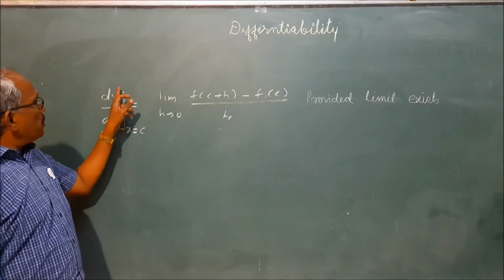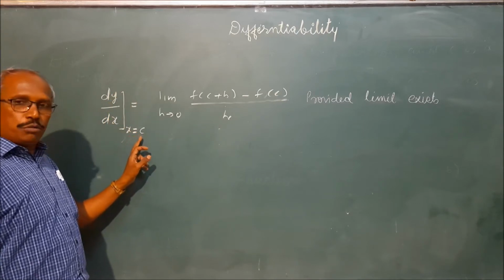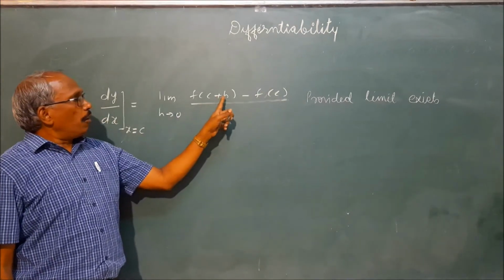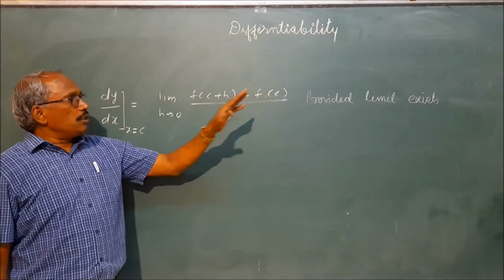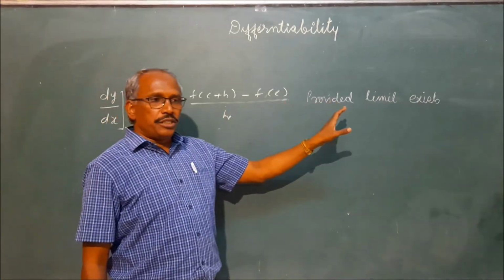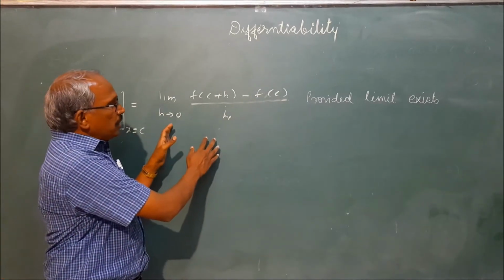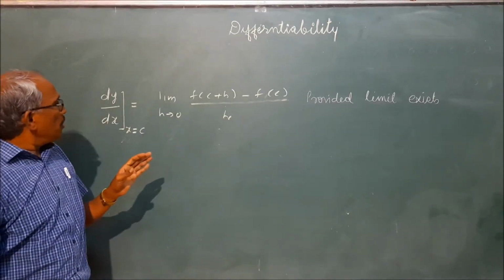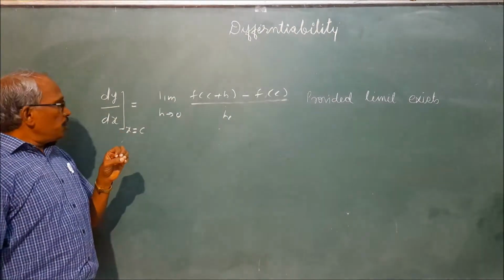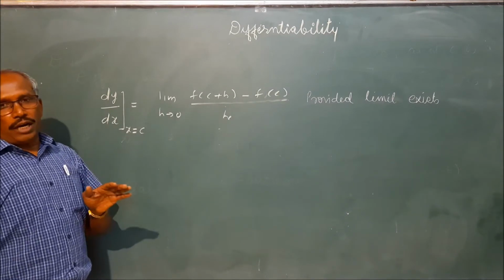So the derivative of function y with respect to x at x equal to c means limit h tends to 0 of f of c plus h minus f of c upon h, provided the limit exists. Provided the limit exists means if this limit exists, then only we can say that the derivative of function y with respect to x at x equal to c is defined.